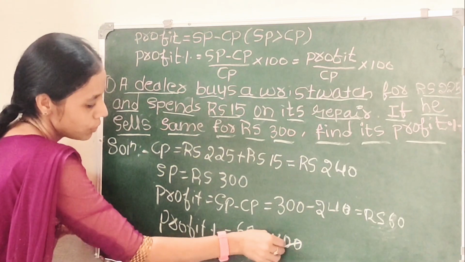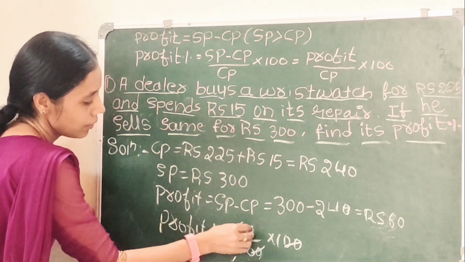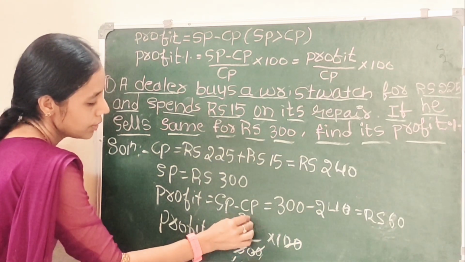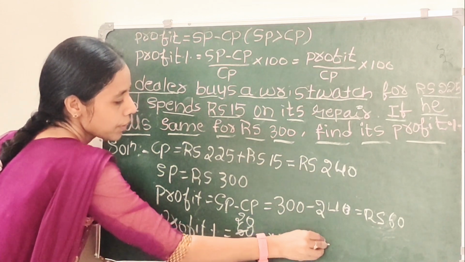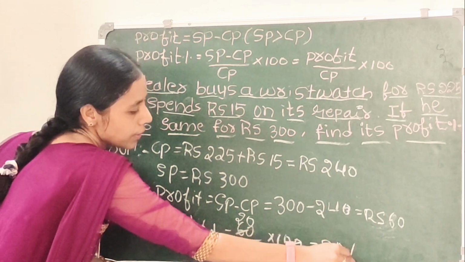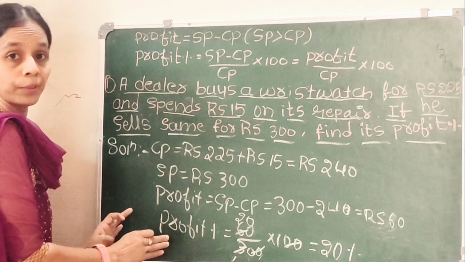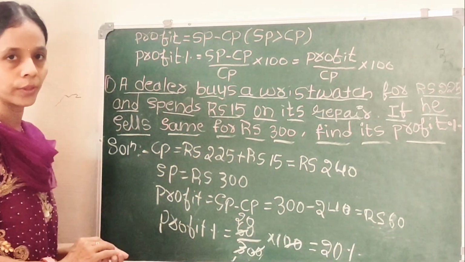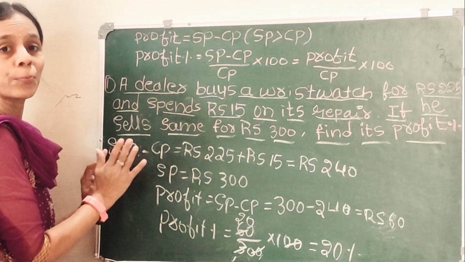Cancel the zeros, 3 and 1 left. Then the answer is 20%. The profit percent is 20%. Okay, this is how we solve profit percent problems.